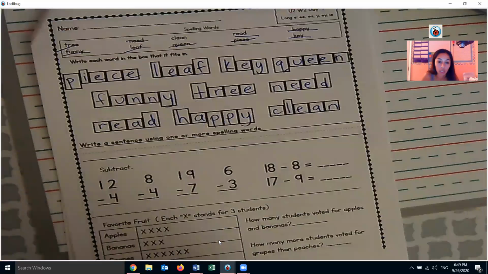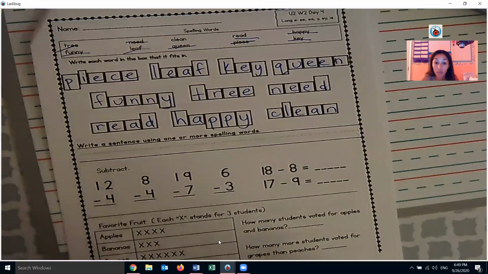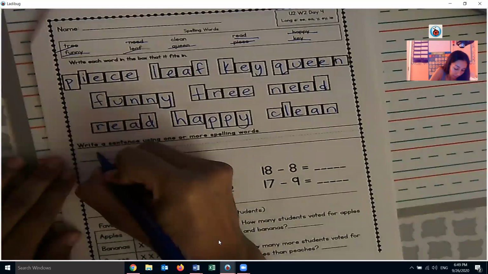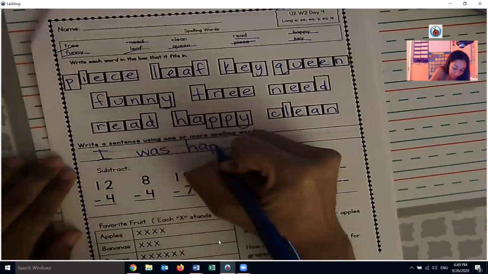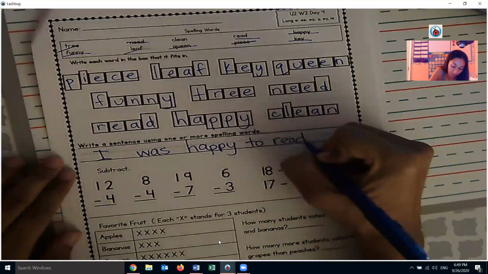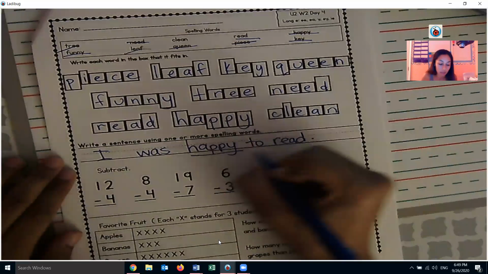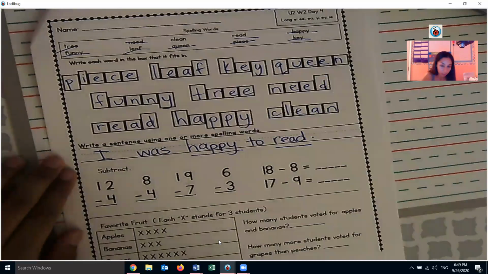Write a sentence using 1 or more spelling words. So take a challenge and do at least 2 spelling words. Maybe I was happy to read. Happy and read are my spelling words. So again, our long E words is our pattern this week.